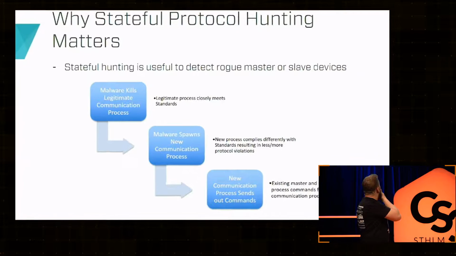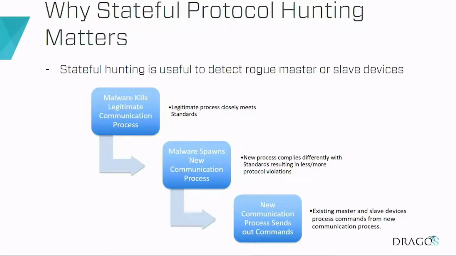Cool. So why does stateful protocol hunting matter? The idea, generally speaking, for Crash Override and others has been that the malware attempts to kill the existing communication process, and the legitimate process closely, or to a level that you can model, adheres to the specification of that protocol. The malware then typically would spawn a new communication process and start communicating with the device at a different level of adherence to that specification.